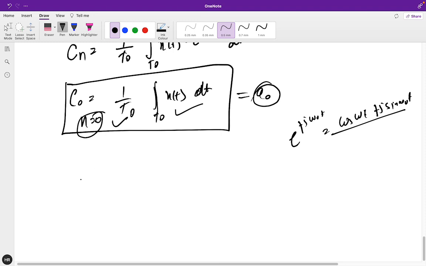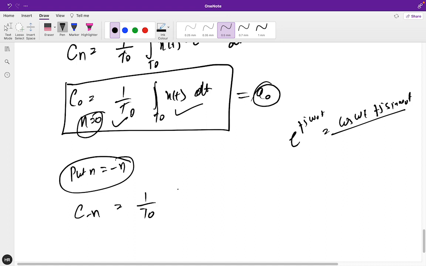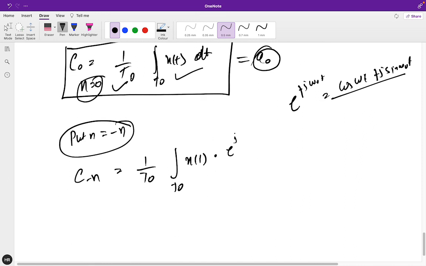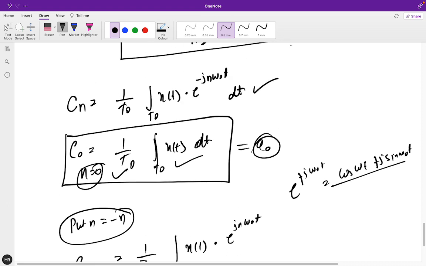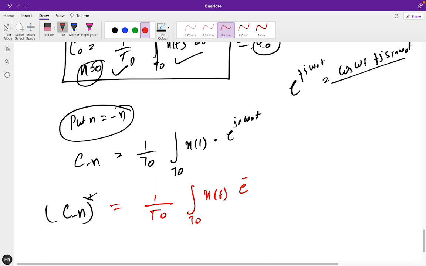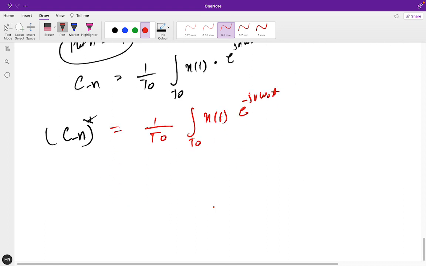Now if we put n equals minus n, what will we get? C of minus n is equal to 1 upon T naught integration of x of t into e power plus jn omega naught t. So this is C of minus n and this is C of n. And if you do the conjugate of C of minus n, what you will get is 1 upon T naught integration of x of t e power minus jn omega naught t. So what you understood from this: C of n is nothing but C of minus n conjugate.